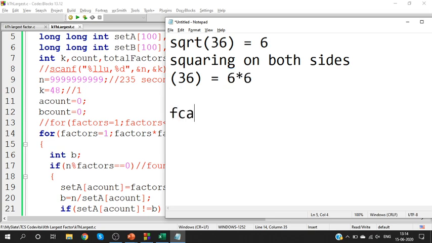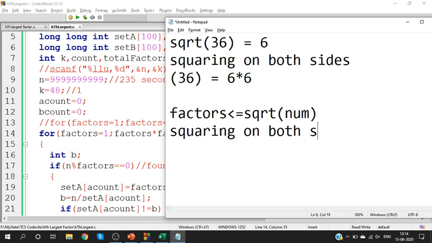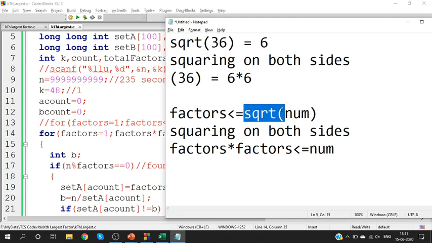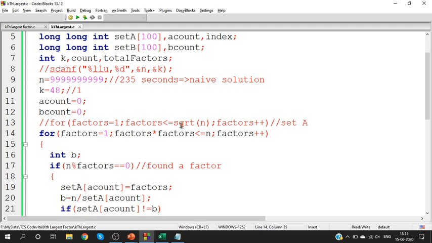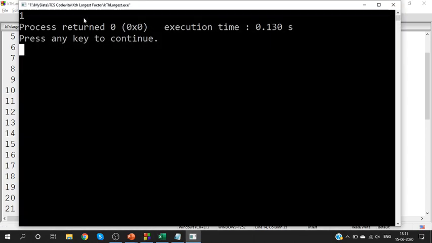Similarly, I had it as factors less than or equal to the square root of the number. So to remove the square root, what should you do? Square on both sides. So when I square it on both sides, what will happen? Factors into factors less than or equal to the number. So the square root is gone, which means I don't have to use any inbuilt function. Without this inbuilt function, I'll get the right output. Take a look at the output. Without the inbuilt function, we get the right output. And the execution time is also decreased, 0.130 seconds.